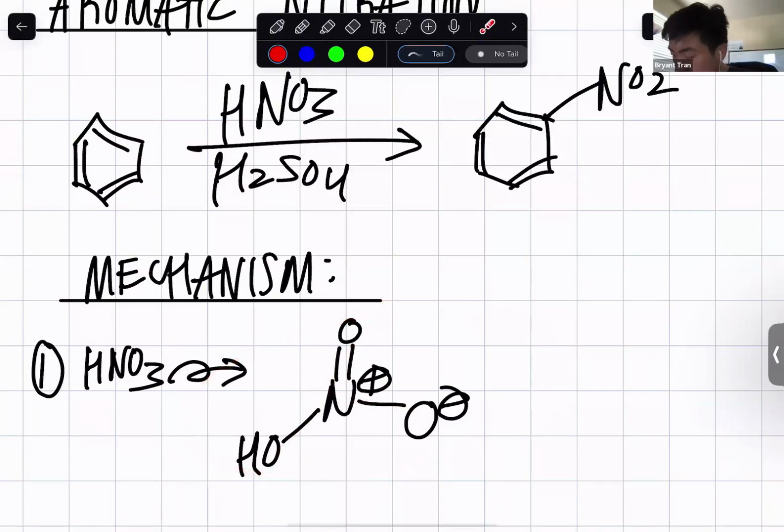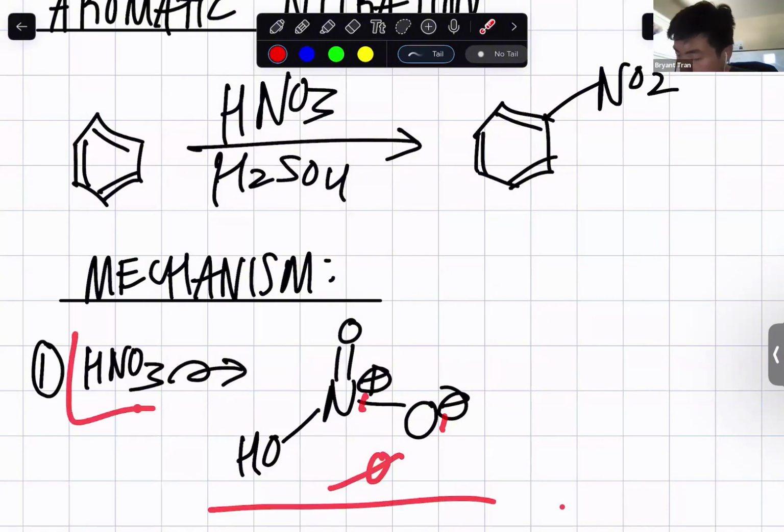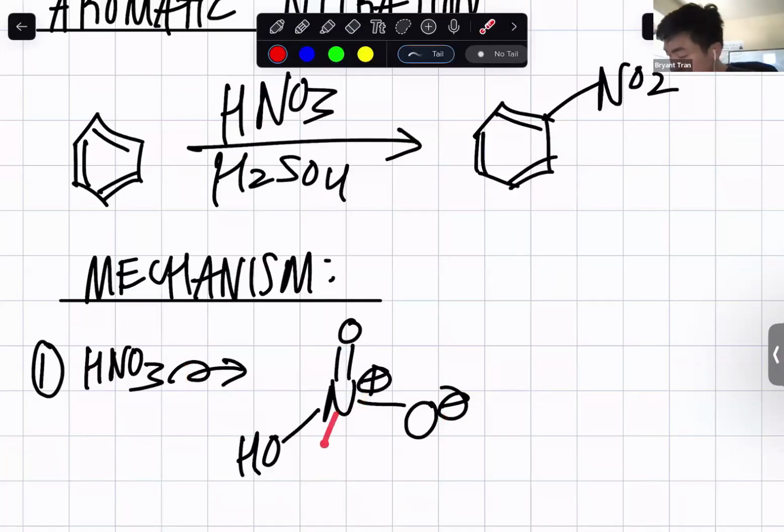So this overall structure is neutral because positive and negative charges cancel out, right? We have 1 positive charge and 1 negative charge, so that cancels out to a net charge of 0, neutral, which is represented in this condensed formula here, HNO3. We see 0 formal charge here, right? But nitrogen itself has a formal charge of positive 1, and oxygen here has a formal charge of negative 1. Okay.